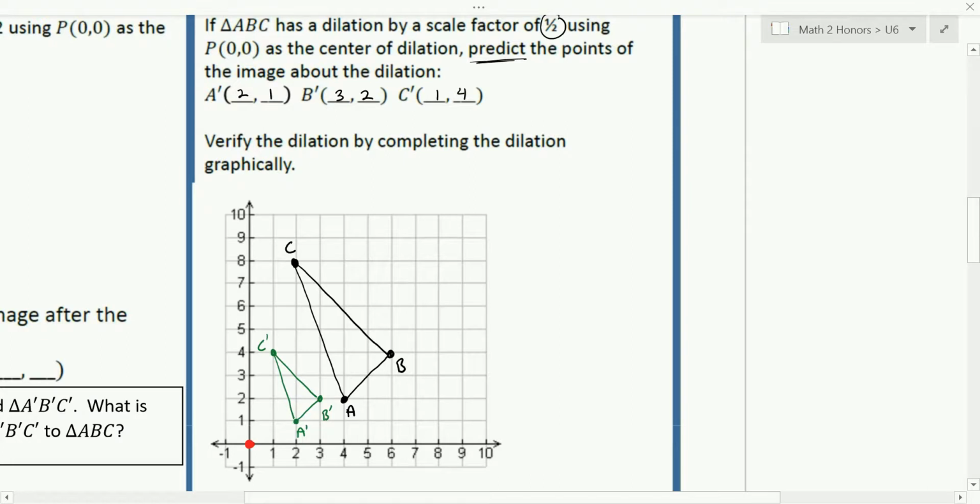Another verification is if I draw this, up 1 over 2, up 1 over 2, you see it extends through A prime and A. Also with C prime, I go up 4 over 1. If I go up 4 over 1 again, I end up going through C, and so on. So we have our center of dilation and our projection here.